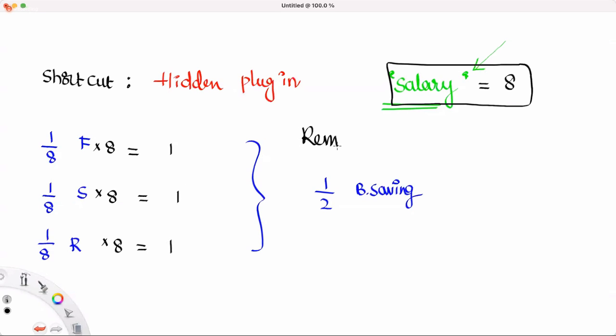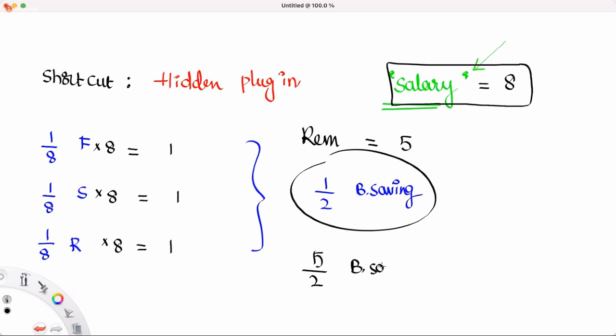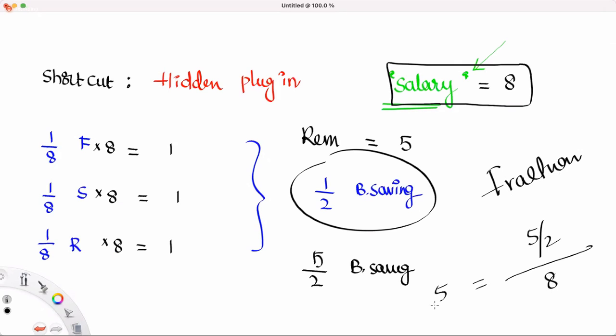That means what is the remaining? Remaining is 5 rupees. Out of the 5, 1 by 2 is bank savings. That means 5 by 2 is going to be bank savings. The question here is what fraction is gone for bank savings? Bank savings is 5 by 2, total amount is 8. Out of 8 rupees, 5 by 2. 5 by 2 divided by 8 will be 5 by 16. Mark your answer as 5 by 16.